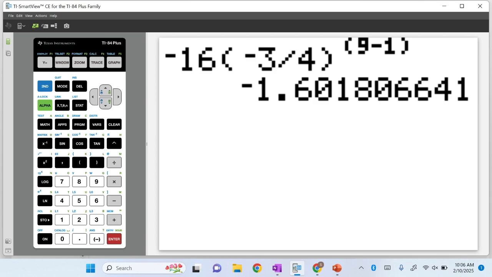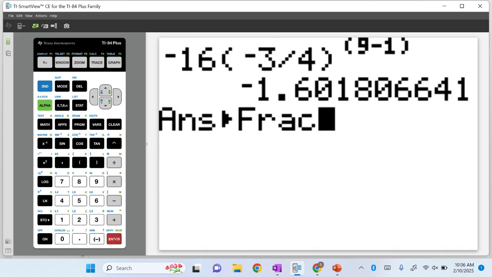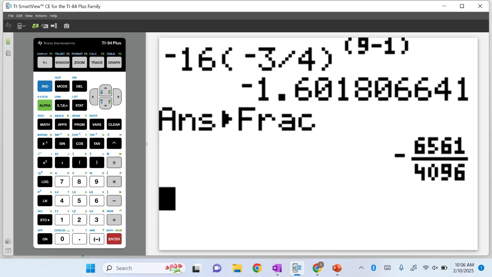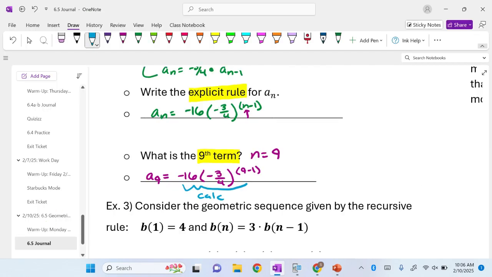We get what looks like an ugly decimal. But just to be sure, I'm going to hit math enter, enter, to see if it turns to a fraction, which it does, but it's just an ugly fraction. So for this one, I would say give me that fraction, but if not, round to the nearest tenth. So the two answers that I would accept is a of 9 is equal to negative 6561 all over 4096, or that is also approximately negative 1.6.